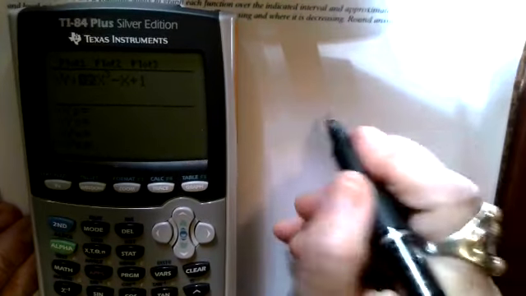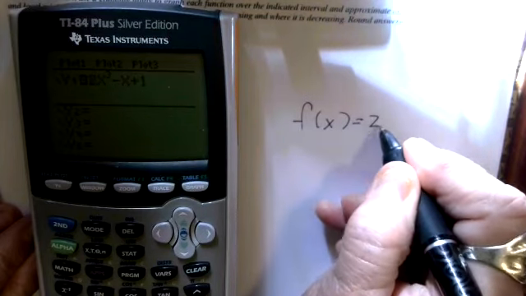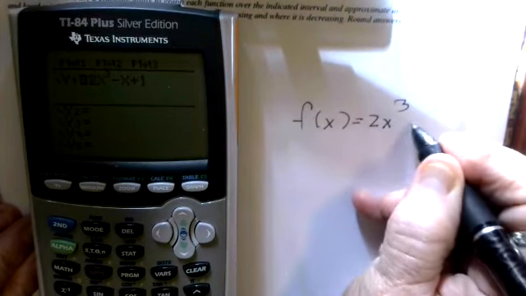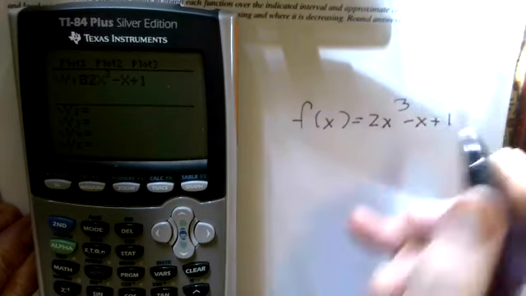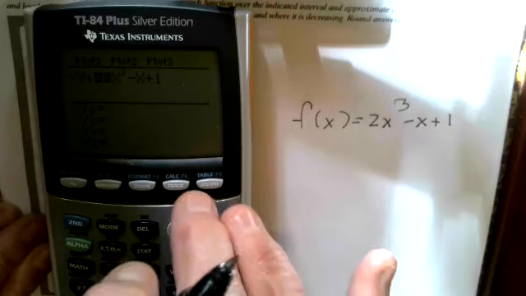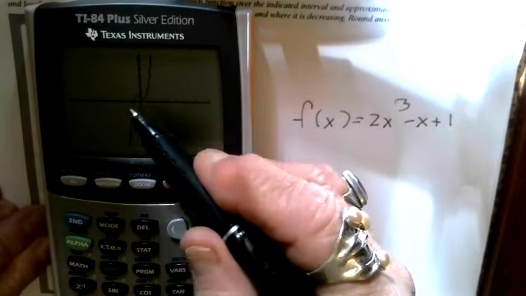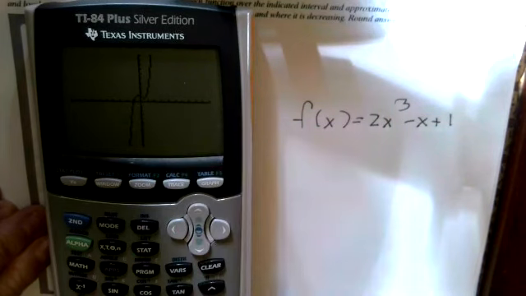So f of x is equal to 2x cubed minus x plus 1. And here it is when I graph it, and it looks like this. So we can see that there's a local max and a local min around here, or it looks like there is.